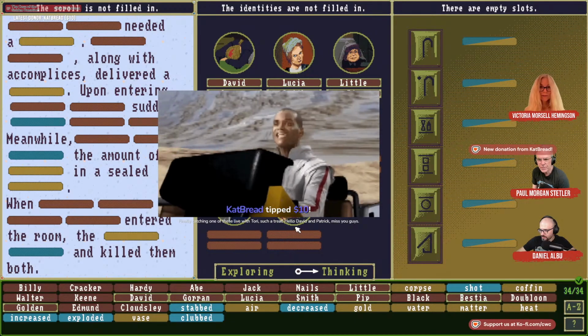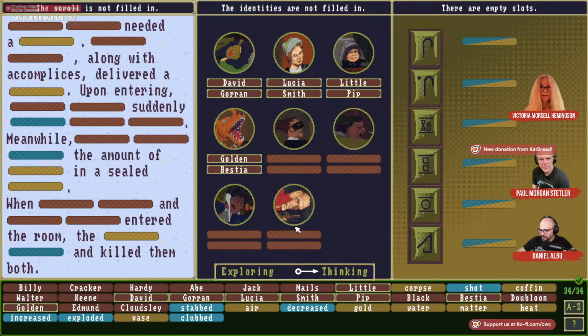Catbread tipped William $10. Finally catching one of these live with Tori, such a treat. Hello David and Patrick, miss you guys. Nice. Miss you, Robert. Thanks, man. You, Catbread.